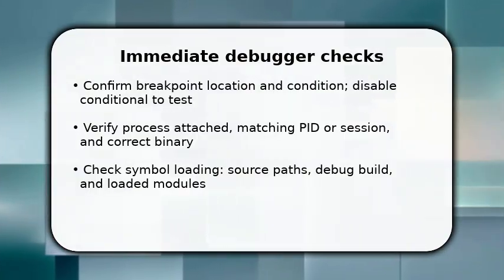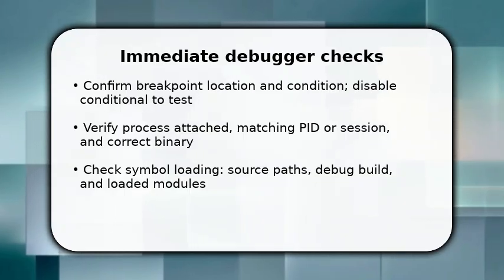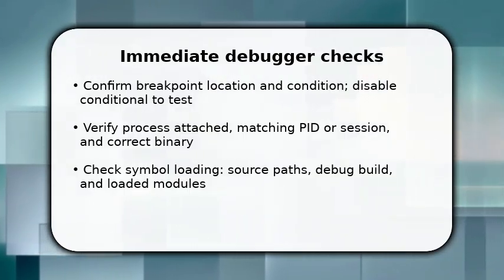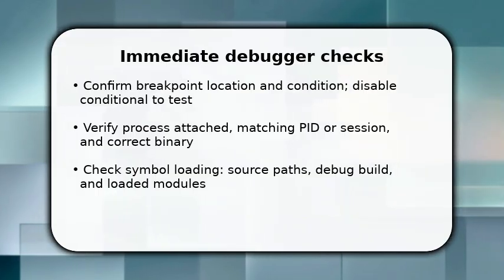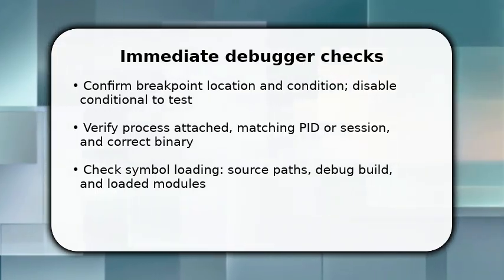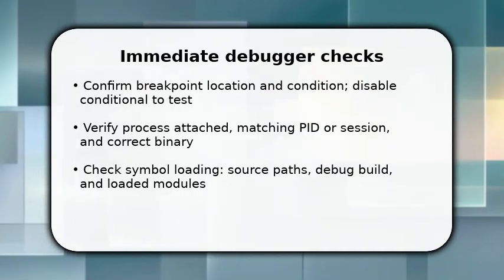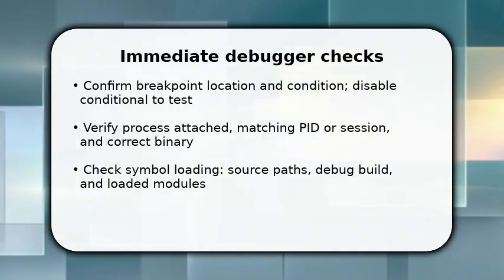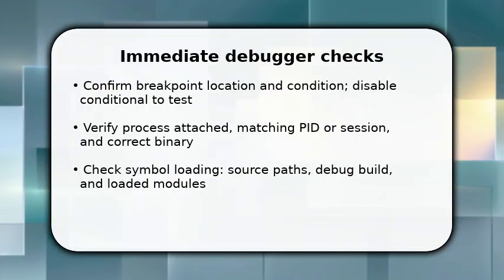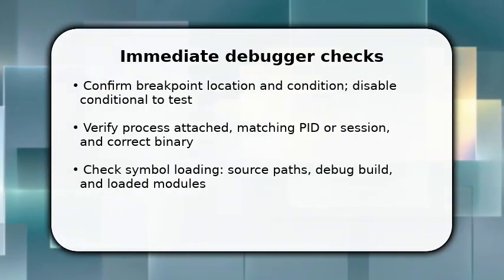You start by confirming the obvious but critical items, that you set the breakpoint in the right file and that any condition is valid, so disable it briefly to test. Next, make sure your debugger is attached to the correct process or session. Mismatched PID or detached sessions cause paused-looking hangs. Also verify debug symbols and module loading so the debugger maps source to runtime.